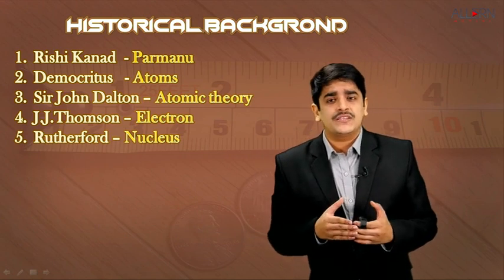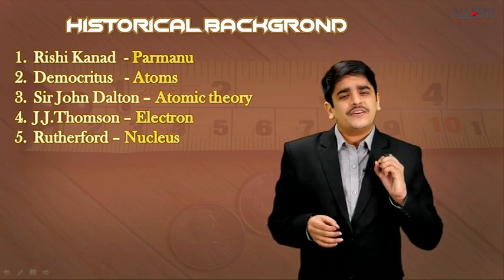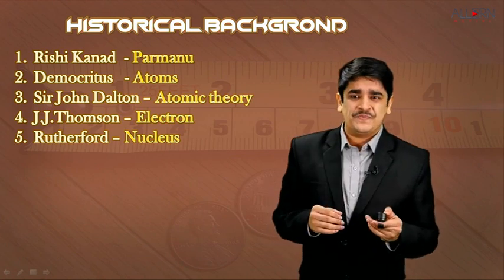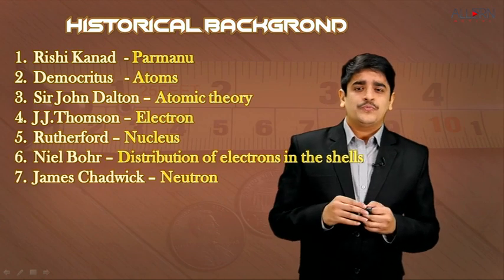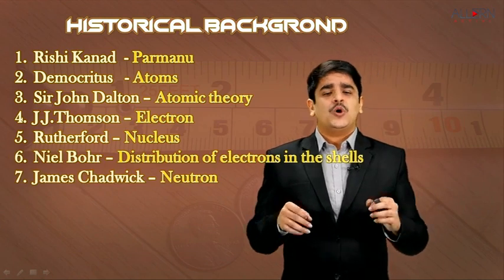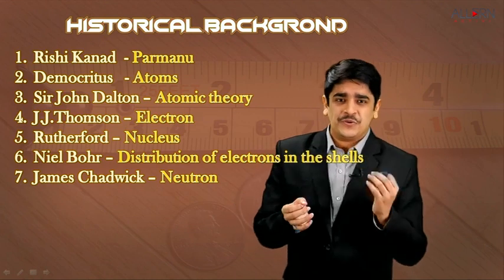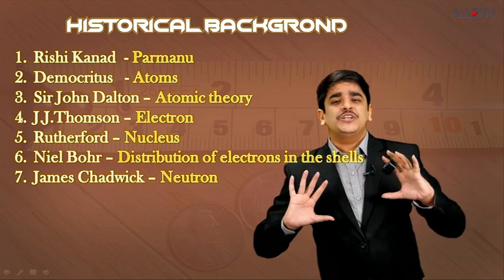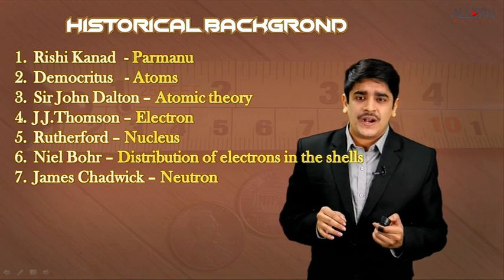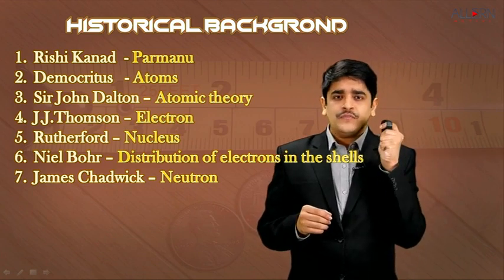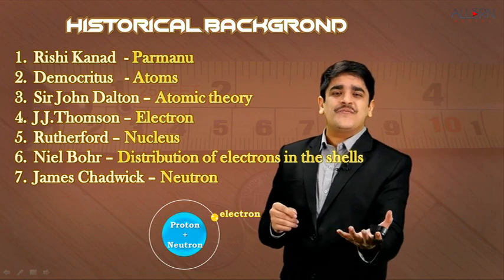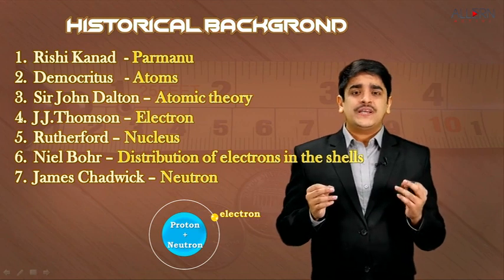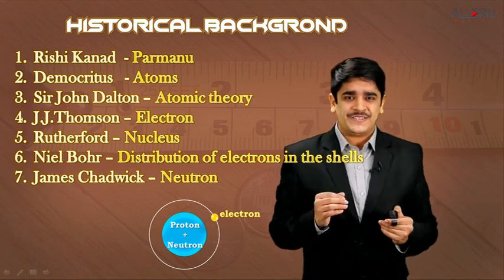Then we have the scientist Rutherford. Rutherford has said that right into the center of the atom, we are going to have something that we call the nucleus. After that, we have Niels Bohr, who suggested the distribution of electrons which are present in the shells around the nucleus. And finally, we have James Chadwick, who discovered the subatomic particle called neutron. And after all of these discoveries were made, the atom looks somewhat like this. Protons and neutrons present in the nucleus, electrons present around the nucleus in the form of shells.